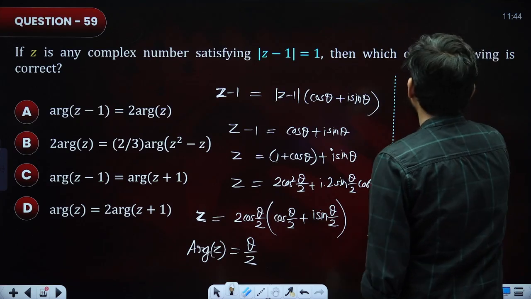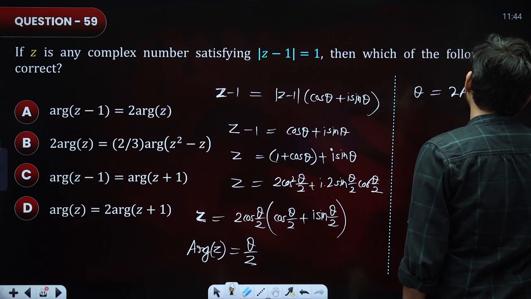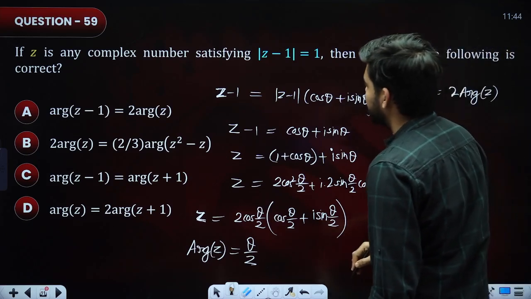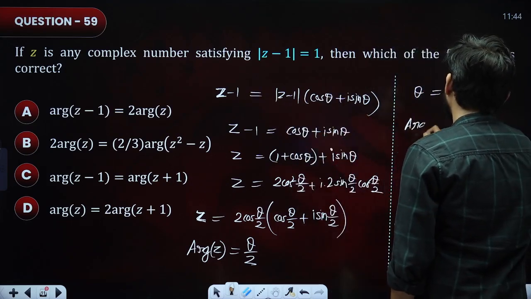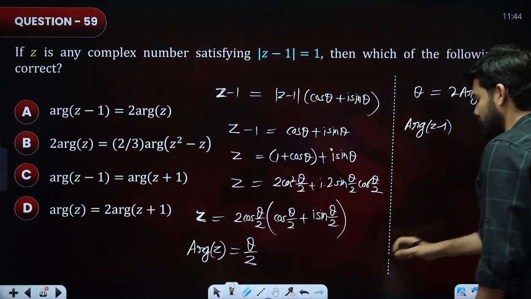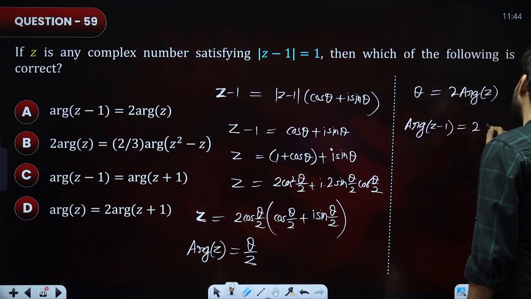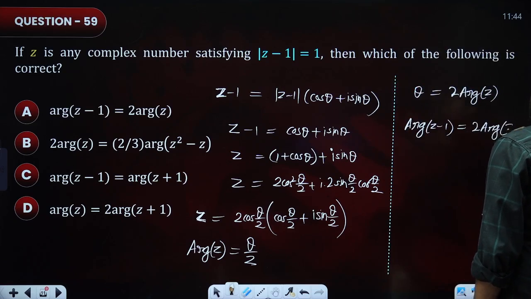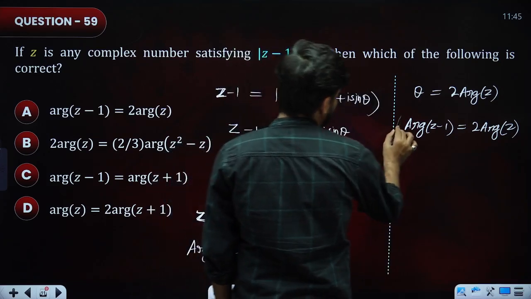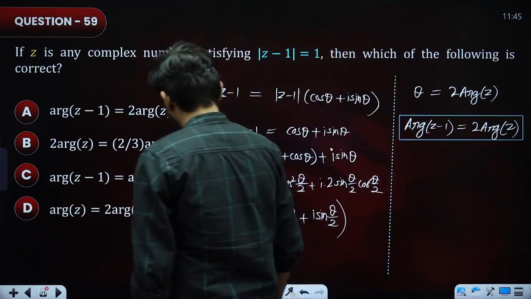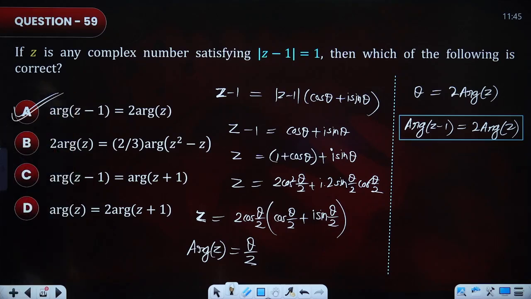Therefore, we can write theta is equal to 2 into argument of z. And as you know that theta is the argument of z minus 1. So we can write argument of z minus 1 is equal to 2 into argument of z. Okay. So this should be the condition over here. This is the condition. So here your option A should be the correct answer.